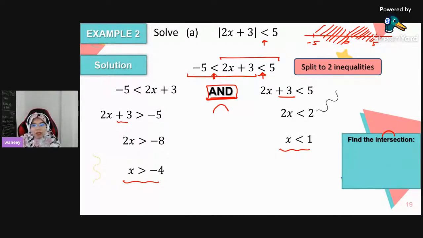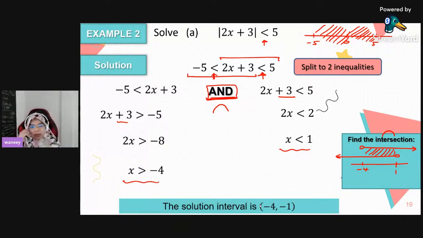Okay, so I have negative 4 and 1. So this is negative 4, this is 1. So it should be greater than -4. At the same time, it should be less than 1. So my intersection is over here. So the intersection is somewhere in between -4 up until 1. So that is our final answer. The solution interval is -4 up until 1. If I use solution set, then it will be x such that -4 less than x less than 1.